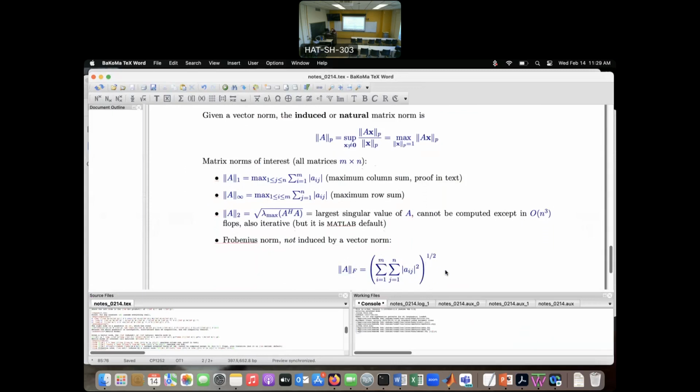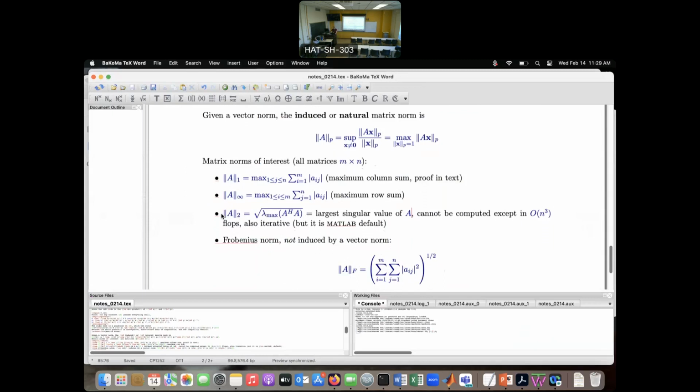Now, the Frobenius norm is not induced by any vector norm. There isn't any relationship like that. But it is used in quite a few applications, and it's a lot easier to work with than the two norm.